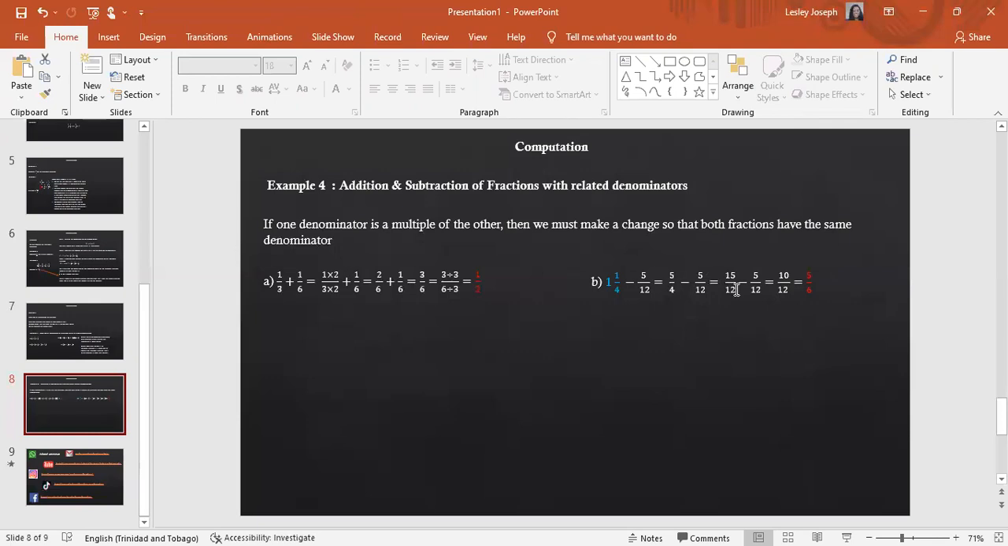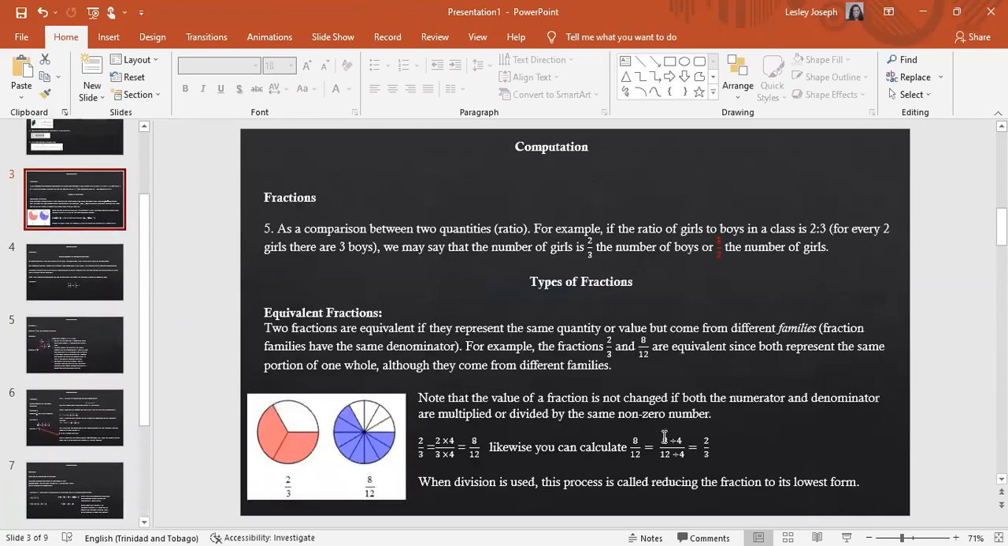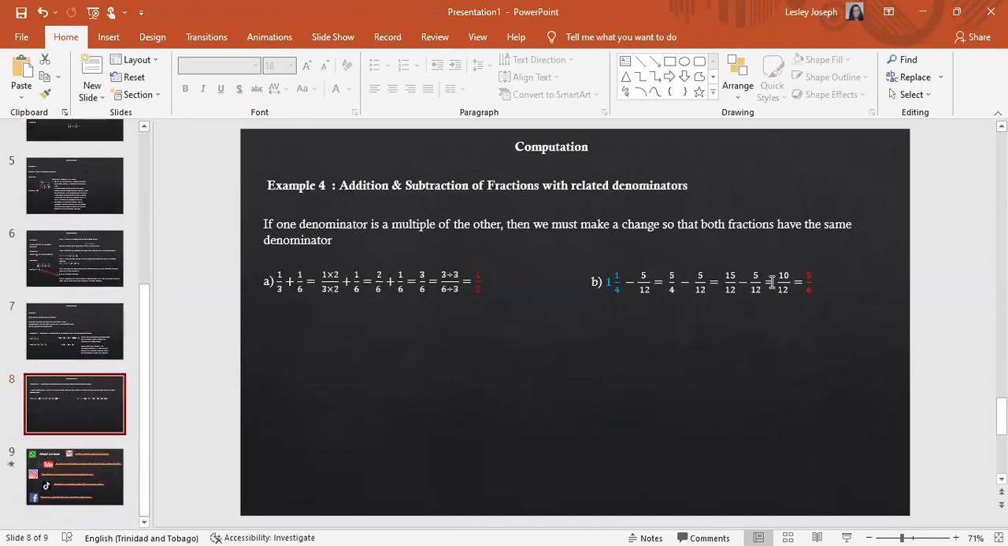All right, so we get 15/12, subtract 5/12. Now that both of them have the same denominator, we can subtract the numerators, which gives us 10/12. What we need to do now is reduce this to its lowest form. So we're going to go back to the example where we reduced to lowest form. What is the highest common factor between 10 and 12? Well, it's actually 2. So 10 divided by 2 will give us 5, and 12 divided by 2 will give us 6. And that is how we get our final answer of 5/6.